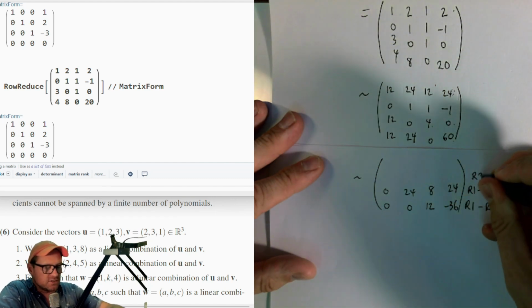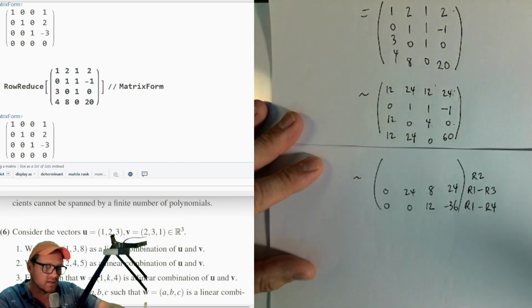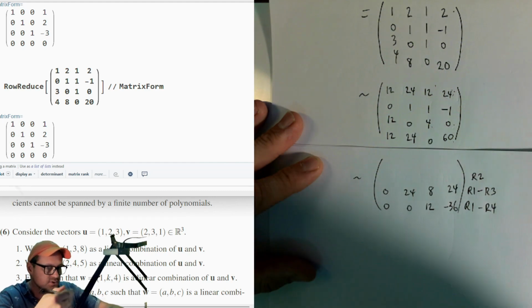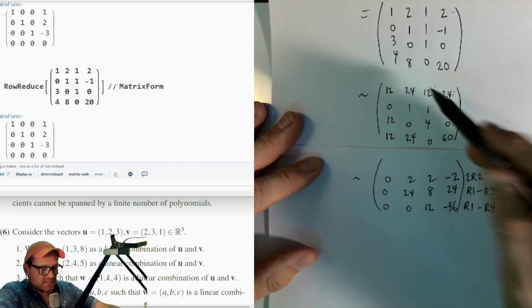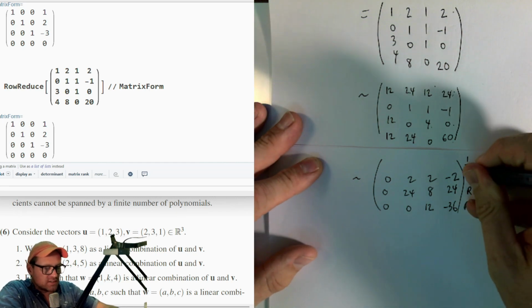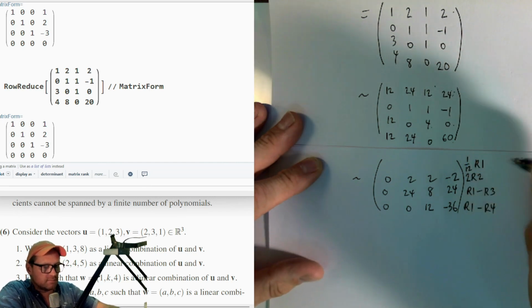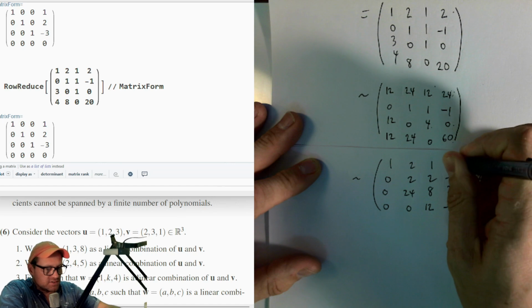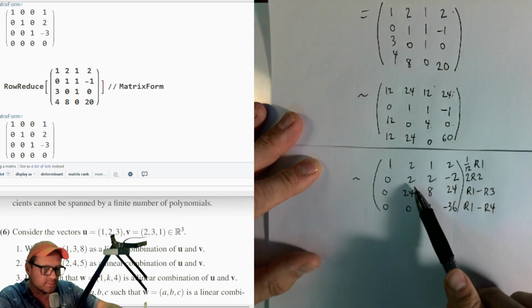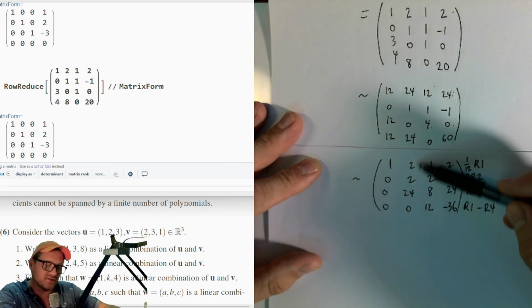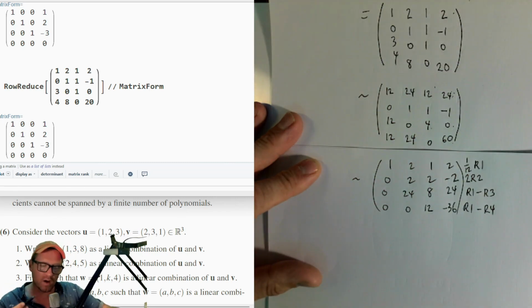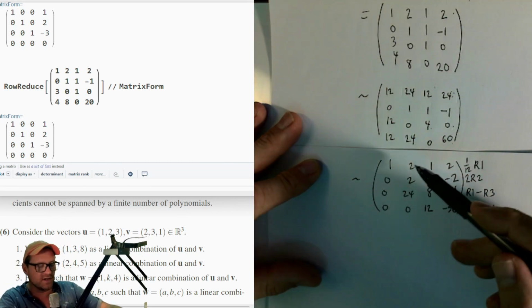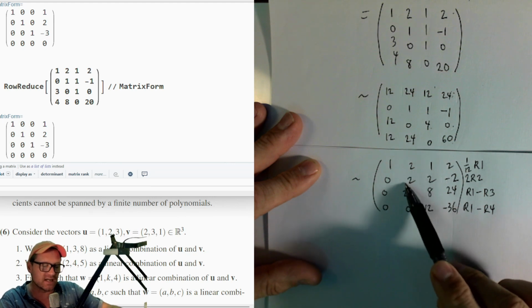Let's leave row 2 as is. But actually, no, let's multiply that by 2. So 0, 2, 2, minus 2. Let's multiply row 1 by 1/12. So we have 1, 2, 1, 2. And now you can see why I have multiplied row 2 by 2 so that these two match. And in this next step, I can replace row 1 with row 1 minus row 2. And it gives 0 there because we want this to be our second pivot here.